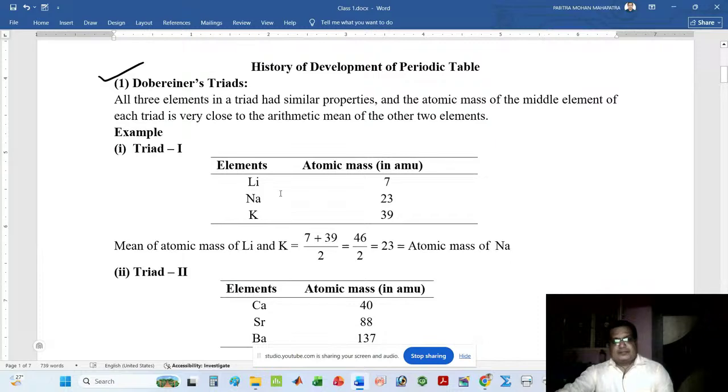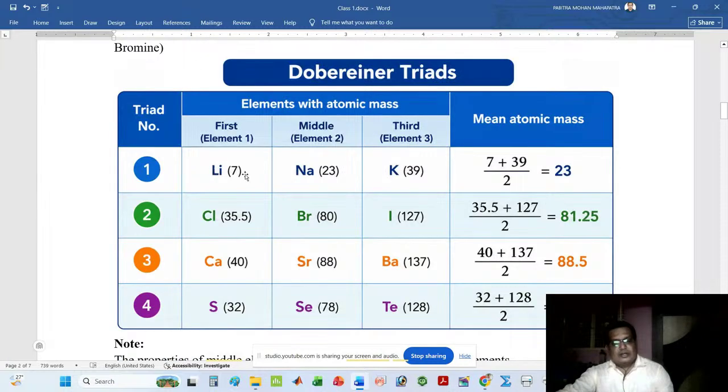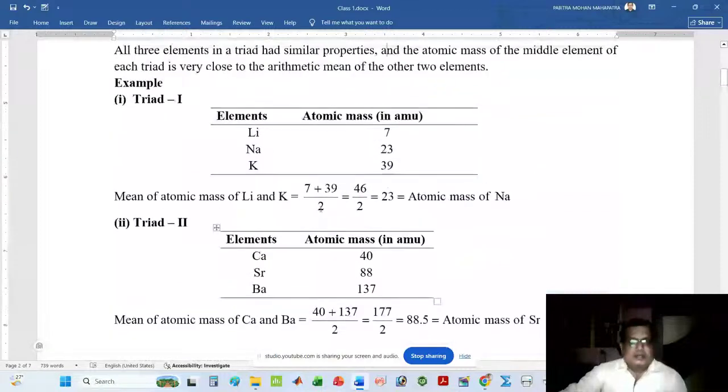Think about triad one. Here the first element is lithium, having atomic mass 7. The middle element is sodium. The third element is potassium. Here I have given an extra table. Lithium is the first element, sodium is the second element, potassium is the third element. Lithium has atomic mass 7, sodium has atomic mass 23, potassium has atomic mass 39.